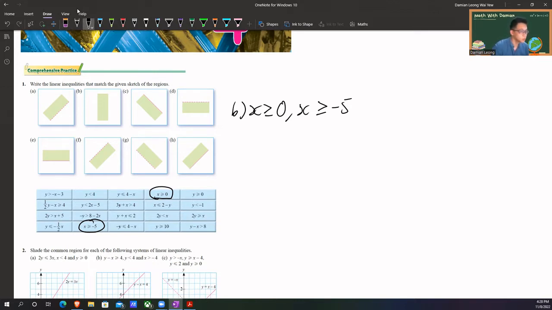Okay, so for the A, look at how the line is slanting upwards. All straight lines are in the form of y equals mx plus c. Make sure you know that. M is the gradient and C is the y-intercept.